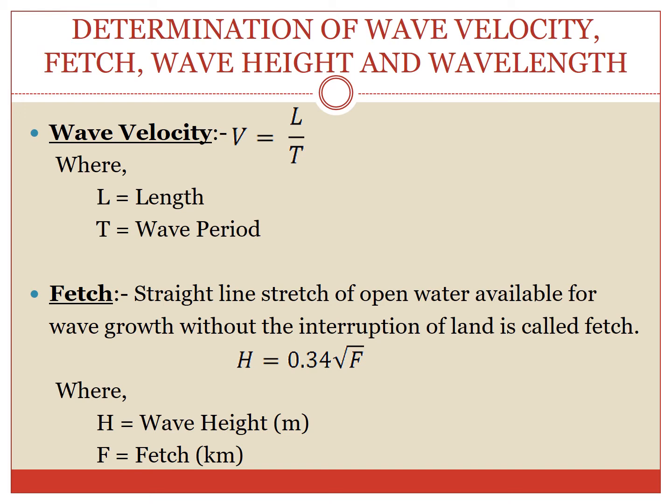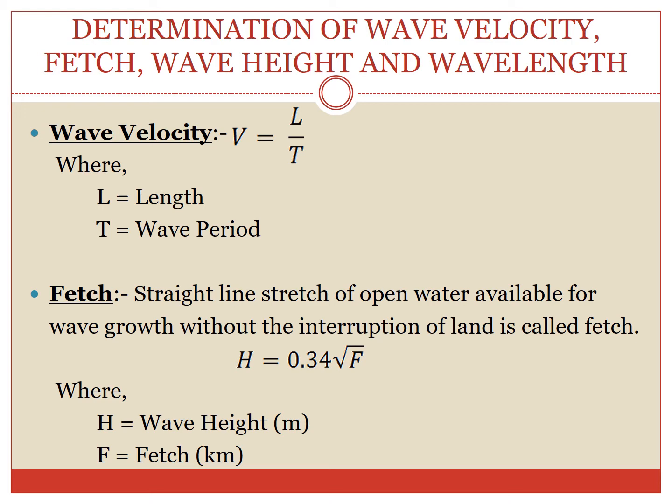Now let us move to the determination of wave velocity, fetch, wave height and wavelength. If we talk about wave velocity, the wave velocity is denoted by V equals L by T, where L represents length and T represents wave period.